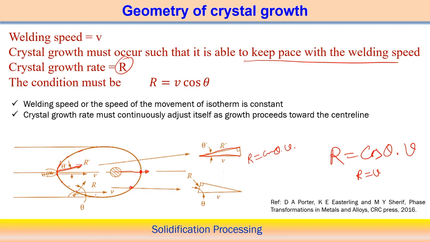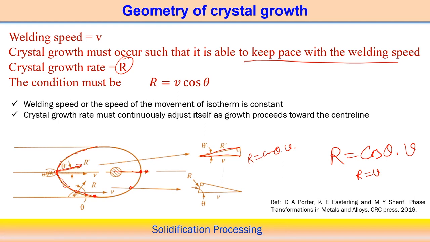So, the growth rate at different positions over the boundary will be different. Here at this point, it will be equal to the value when theta equals 0, so the growth rate is equal to the welding speed. But in the remaining part of the weld pool, the growth rate will gradually decrease from the center point towards this boundary.